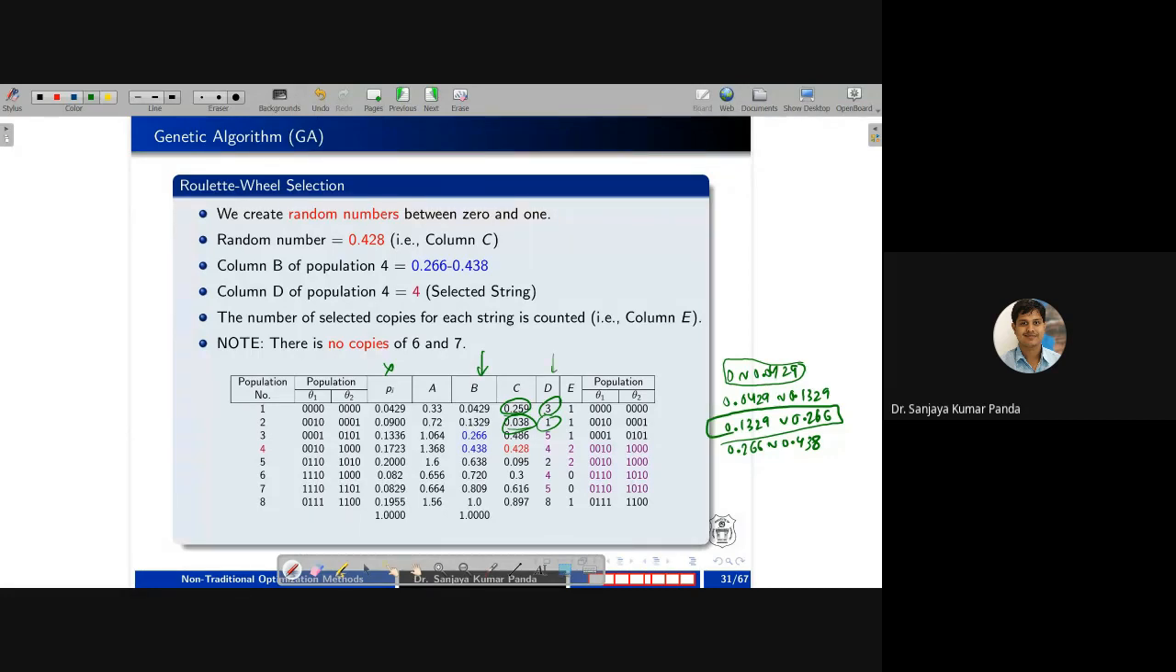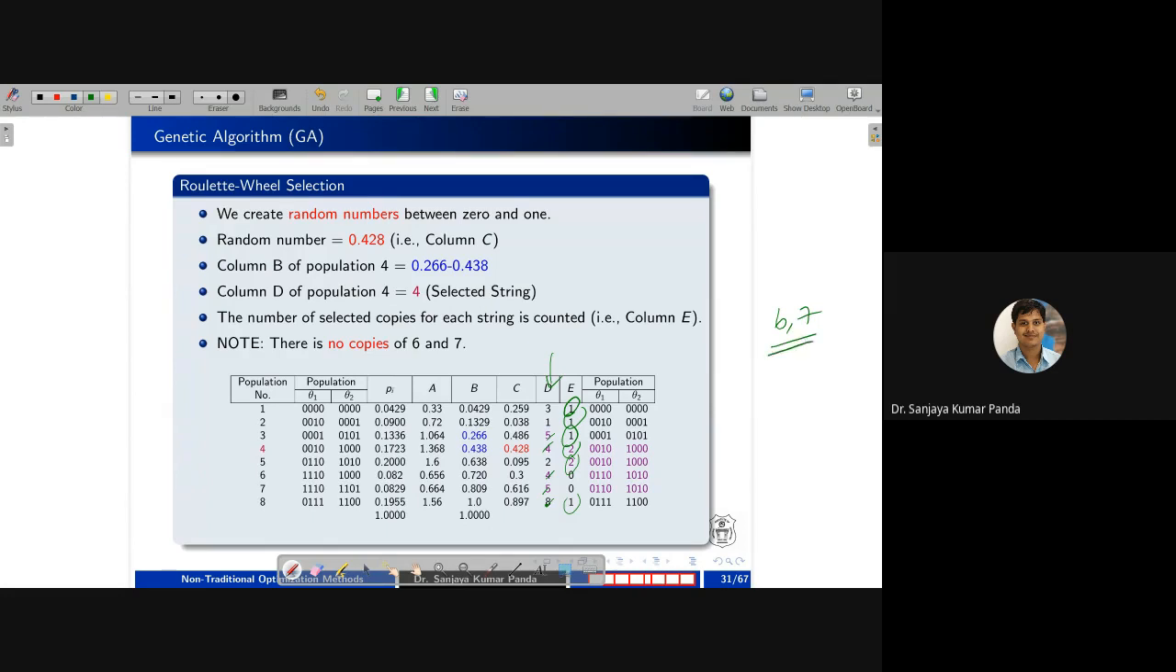Once you are ready with all the values of D, the next one you have to calculate is the value of E. You will see in column D how many times 1 is repeated. 1 is repeated one time, so the value is 1. 2 is repeated one time, so the value is 1. 3 is repeated one time. 4 is repeated twice, so I'm writing the count as 2. 5 is repeated 2 times, the count is 2, and so on. And you can see 8 is repeated one time. In this column, population numbers 6 and 7 are not repeated at all.